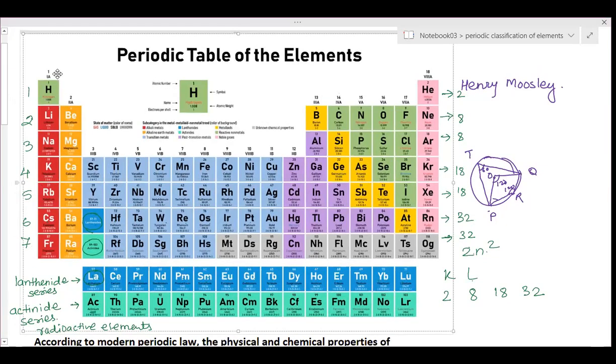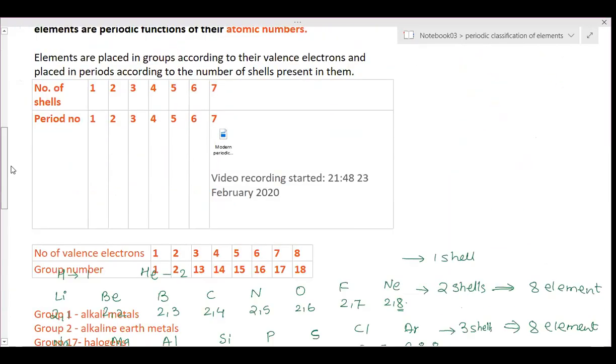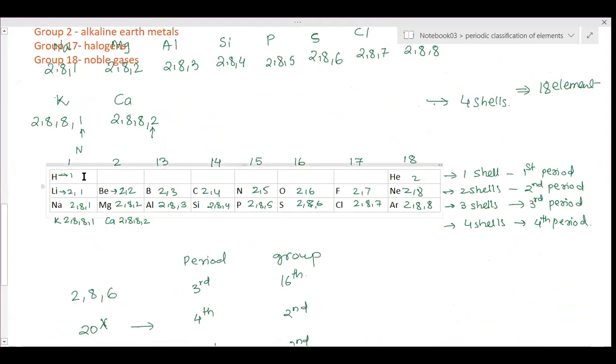Now the period number is decided by the number of shells that an atom has. So depending on how many shells the atom has, the period is decided. You have seen the electronic configuration; I think I explained it last class. You can see here hydrogen has 1 electron, helium has 2 electrons, but they are present in the first shell. Now lithium, beryllium, boron, carbon, nitrogen, oxygen, fluorine, neon: only these elements have 2 shells. So therefore they are placed in the second period.